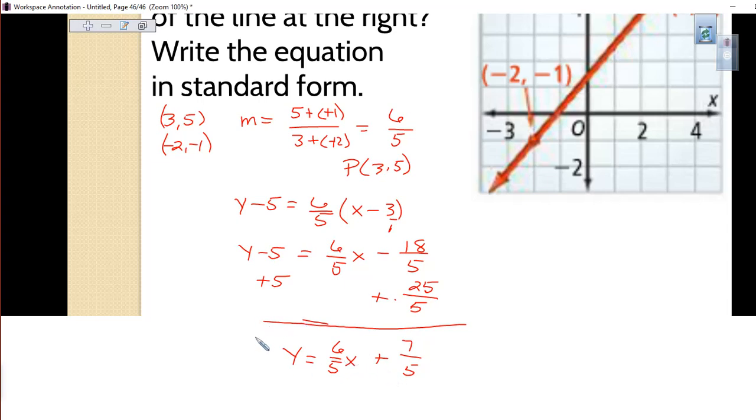Standard form means I need to get rid of my 5. We want it to have all whole numbers. So to do this, I'm going to multiply both sides by 5. So basically I'm going to distribute a 5 through our entire equation. So this is going to give me a 5y equals, 5 cancels with this bottom 5, gives us 6x, and it cancels with this 5, giving us 7.